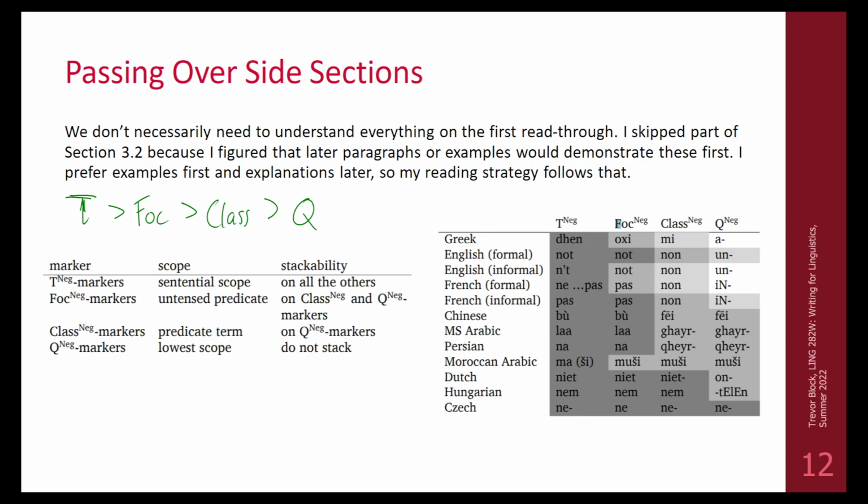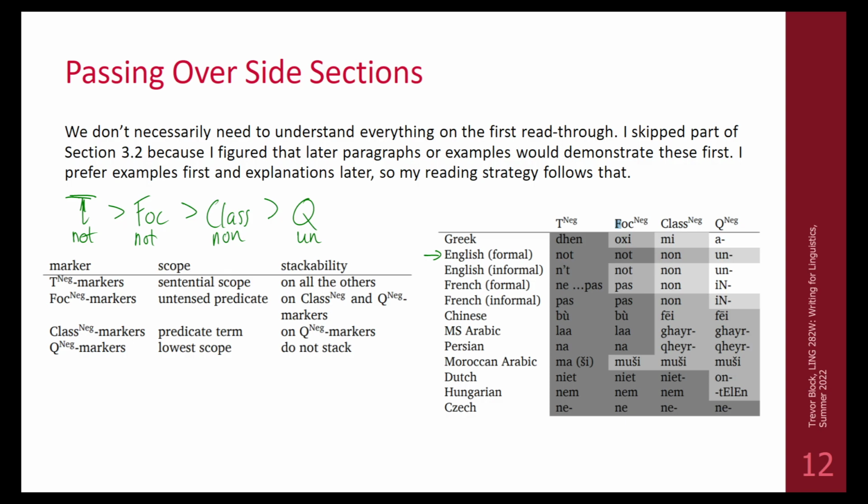The detail here is really just how many of those are there. So does it start with T? If it starts with T, for example, in English, we would get a not at the T level. If it started with focus, we'd get not at the focus level. If we just had class, we'd start with non at the class level. And if we just had Q, we'd have un at that Q level.